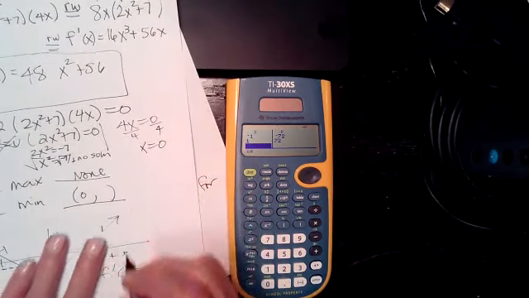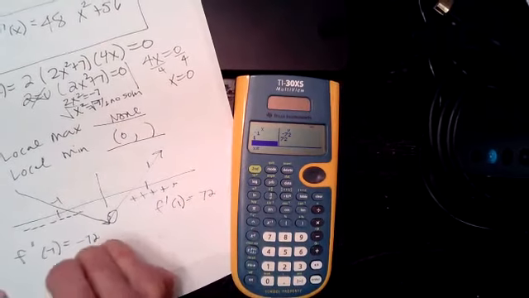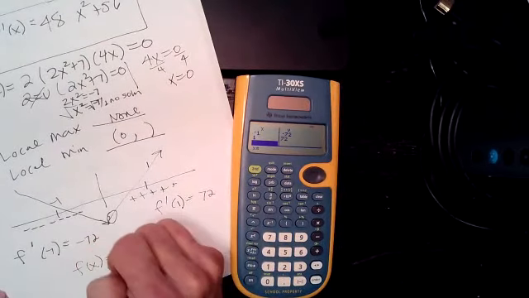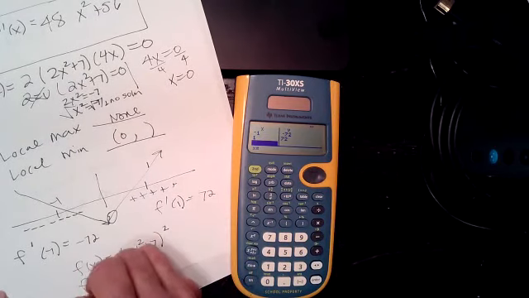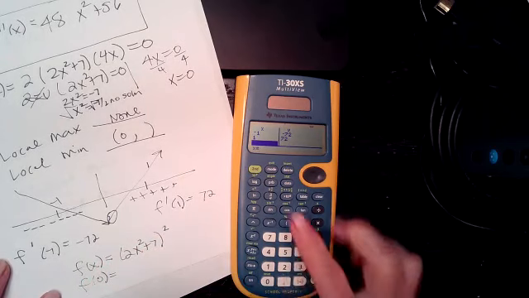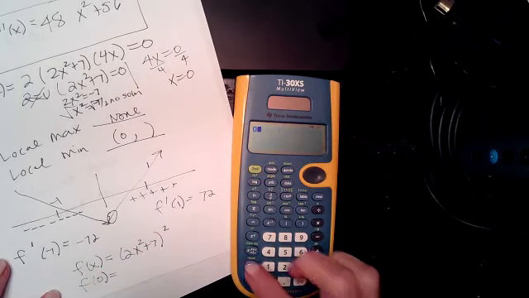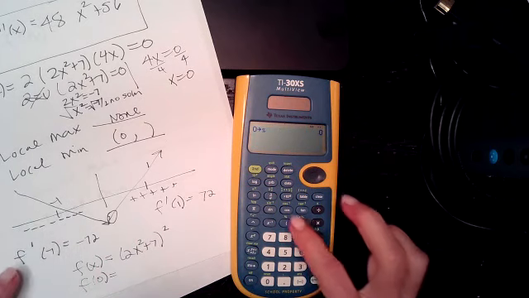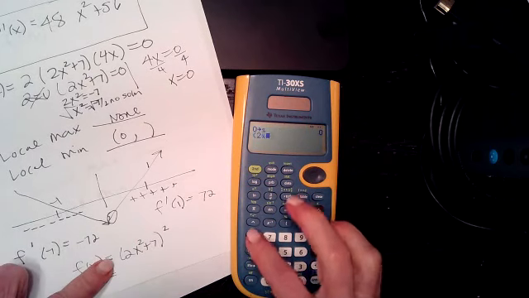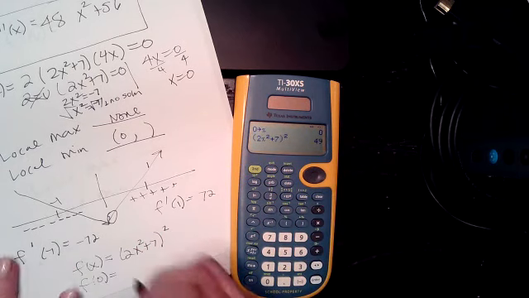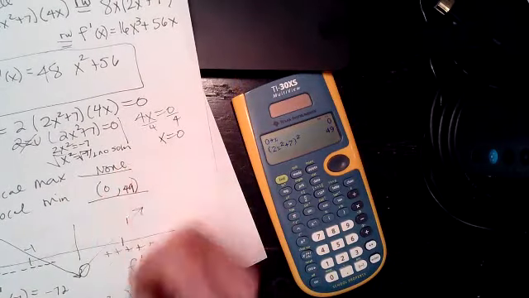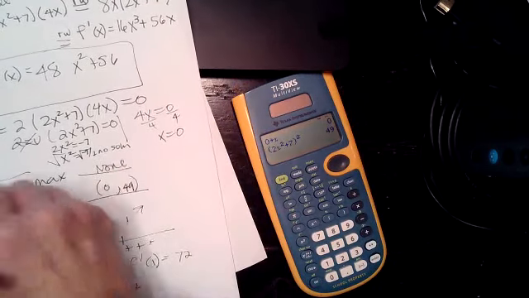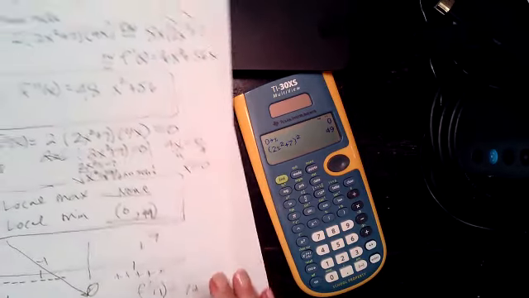And how do I find my y value? I plug it into my original function. Remember, my original function is 2x squared plus 7 squared, and f of 0 is, let's say I do 0, store for x and enter, and I type in my original function, 2x squared plus 7 squared, boom, I get 49. So my point is 0, 49. And that is my answer.